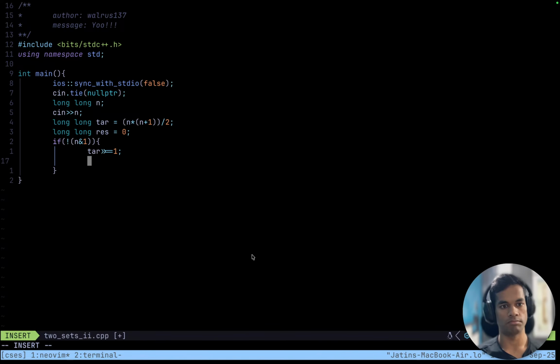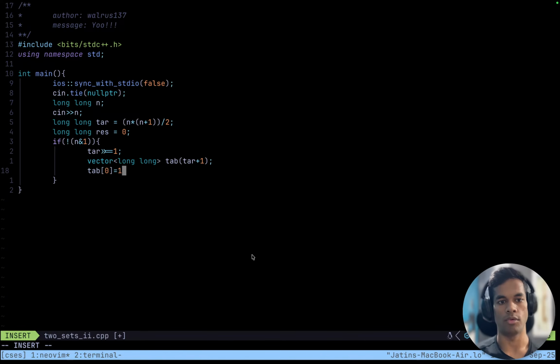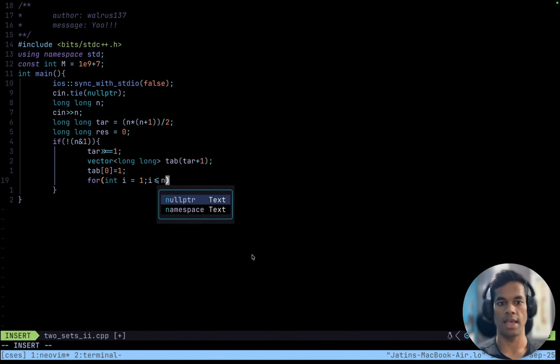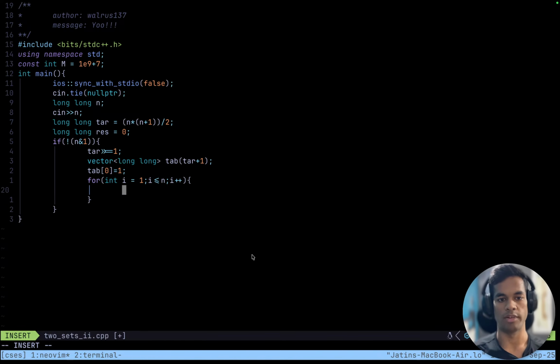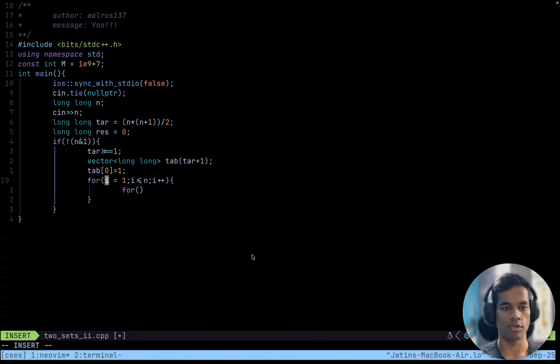And now the thing begins. Okay. Vector, let's just say long called tab, star plus 1 elements, and tab 0 equals 1. const int m equals 1e9 plus 7. Yep, for int i equals 1, i less than or equal to n, that is all the numbers I can use, i plus plus. And let's just go literal bonkers.